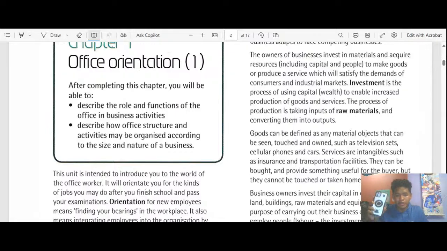This is my phone here. I could touch this. This is a good. This is an example of what a good is. However, you cannot touch a service. So take that into account.